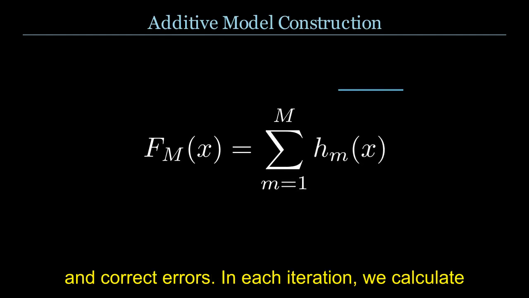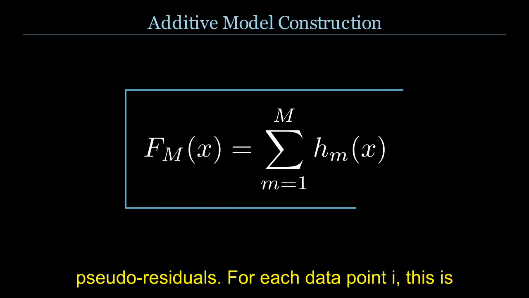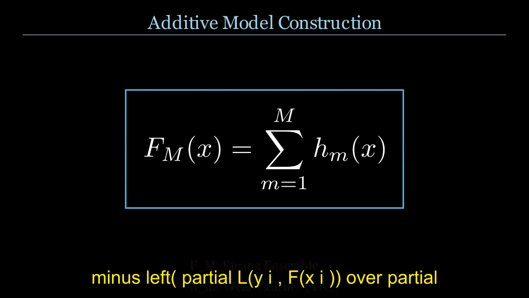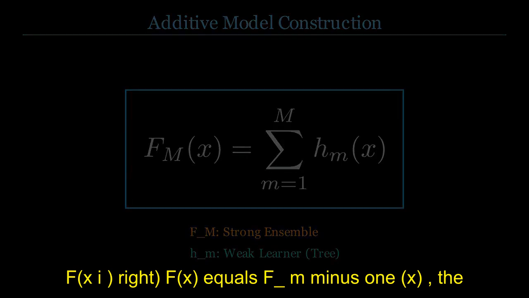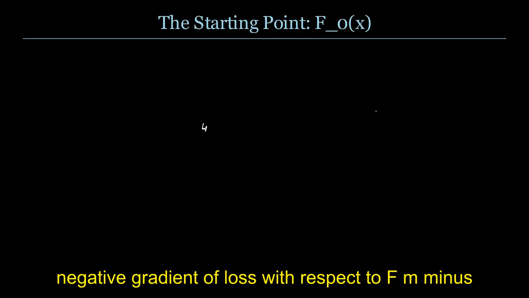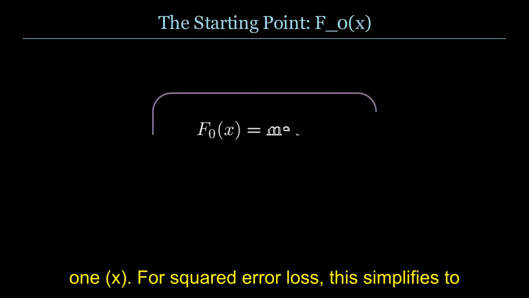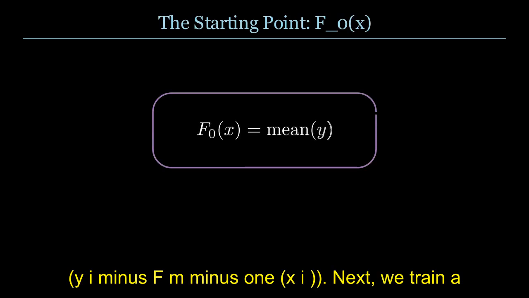In each iteration, we calculate pseudo-residuals. For each data point i, this is minus the partial derivative of L(y_i, f(x_i)) with respect to f(x_i), evaluated at f(x) = f_{m-1}(x), the negative gradient of the loss with respect to f_{m-1}(x). For squared error loss, this simplifies to y_i - f_{m-1}(x_i).